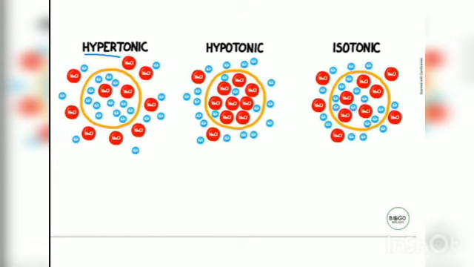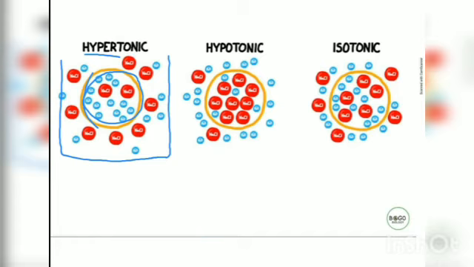Look at here. Here the yellow color structure is your cell. Consider this one is your cell, and this cell is remaining inside a hypertonic solution. That means that container contains more amount of NaCl. NaCl stands for sodium chloride salt. More amount of sodium chloride molecules than that of water molecules, so this type of solution is a hypertonic solution.